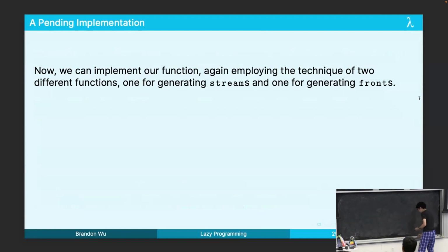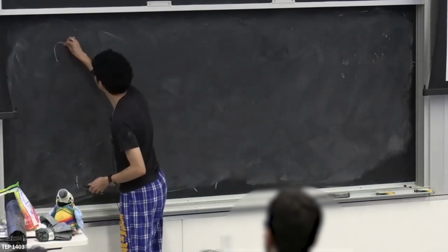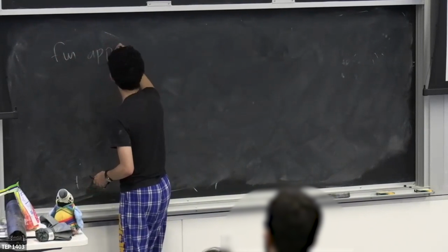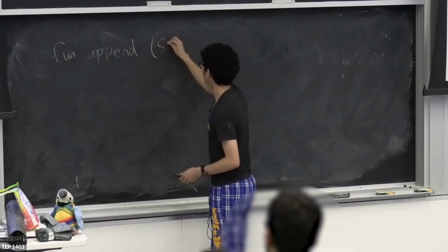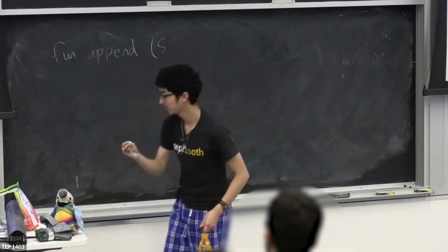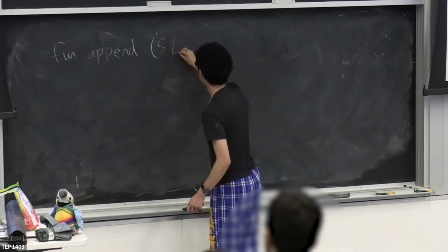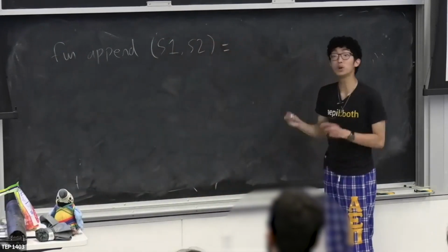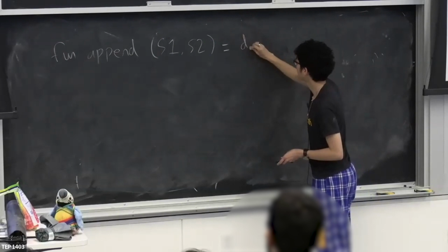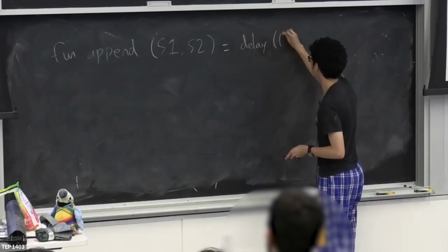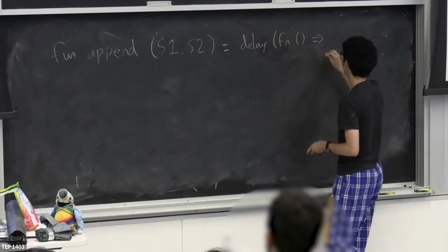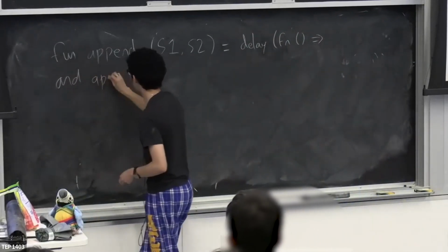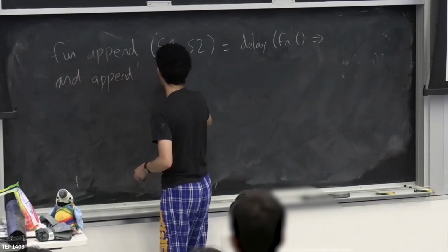So if I wanted to append 2 streams, same deal. I'm going to have one function which operates on the stream and gives us back a stream. S1 and S2. And this is going to do the append thing. So first off, immediately what I do, I delay a call that does the thing on the front. But what do I delay? Let's wait on that for a second. Okay. And then I'm going to define append prime, which gets a front and produces a front.